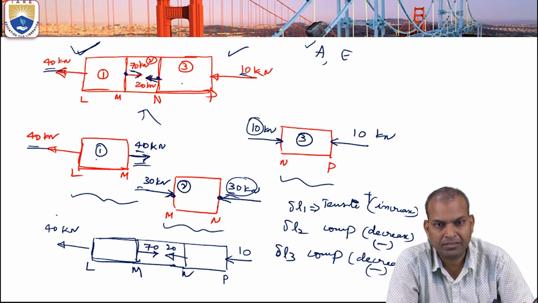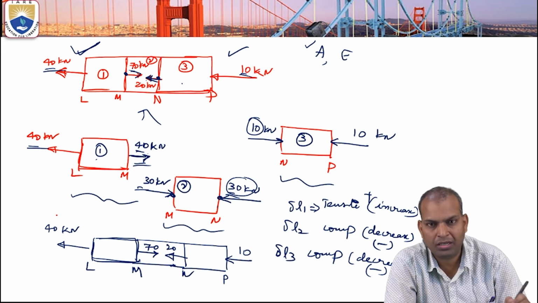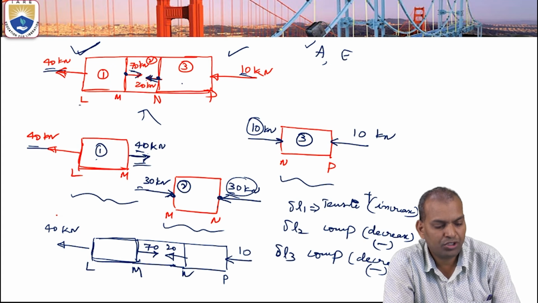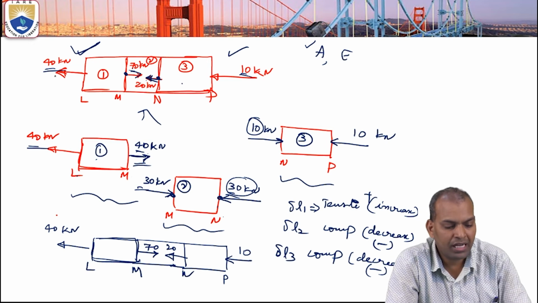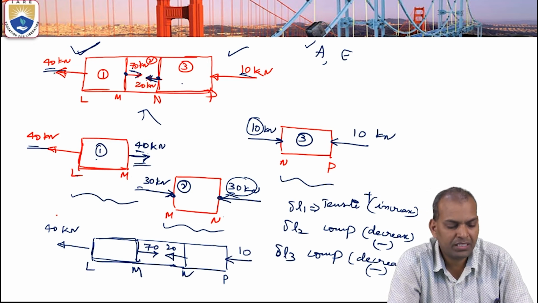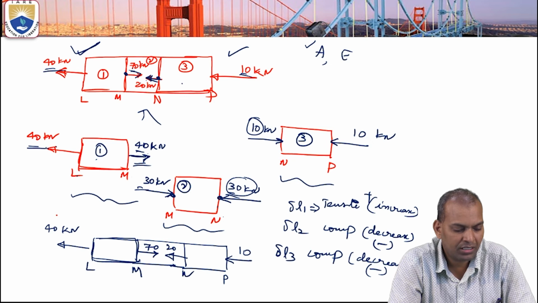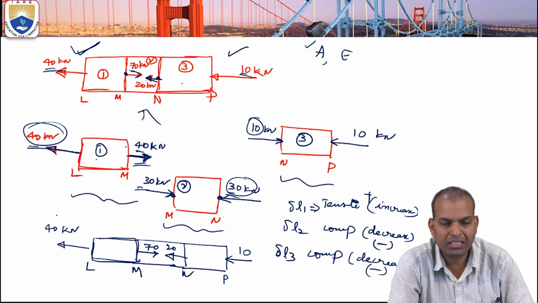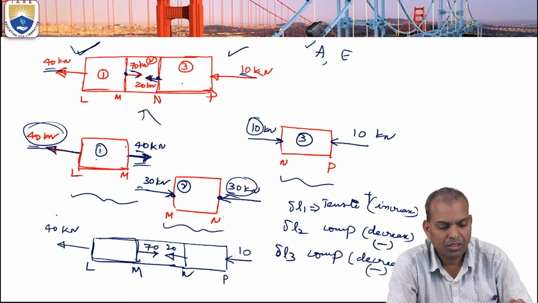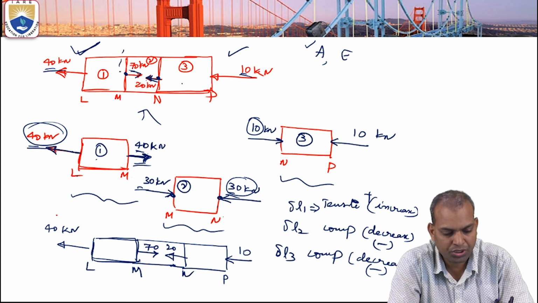Again, let me explain how to draw this free body diagram. Step 1. First, draw the individual sections LM, MN and NP. After drawing them, from this one end, section 1, the tensile load is 40 kilonewtons. So on the opposite side, what is the value acting? How to find out? You take the portion of this section.